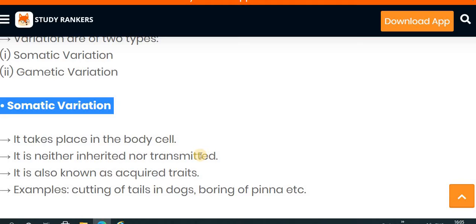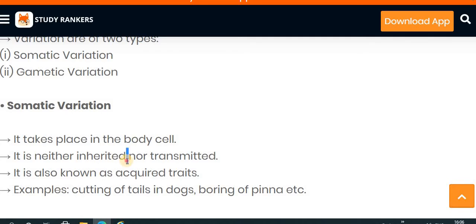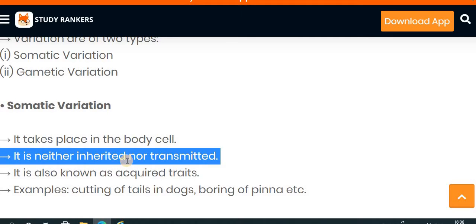It takes place in the body cell, and it is neither inherited nor transmitted, meaning it is not passed from one generation to another generation. Inheritance means it is not transferred from one generation to another. So that is also known as acquired traits.